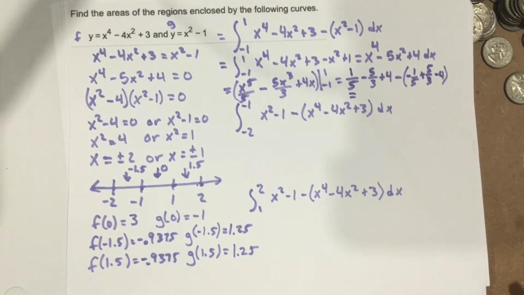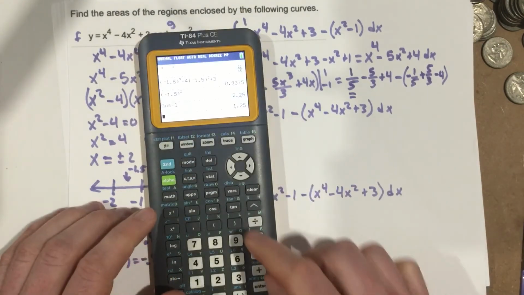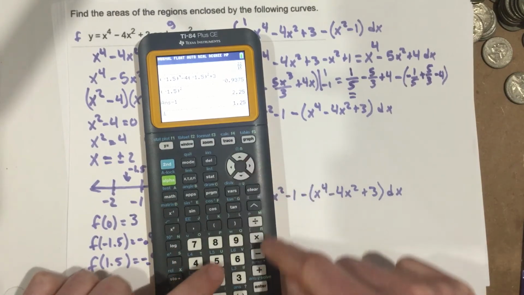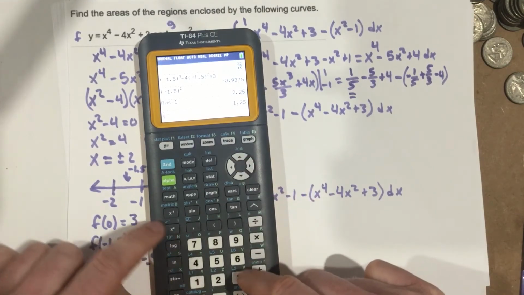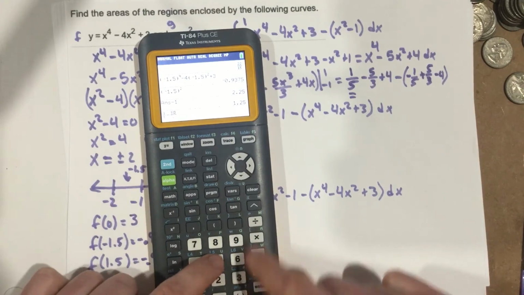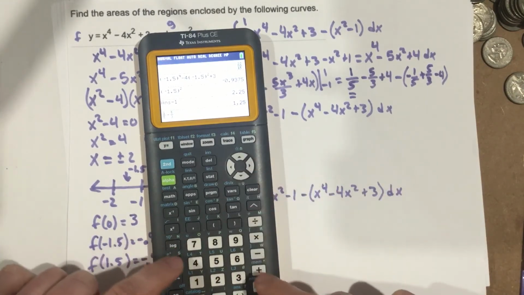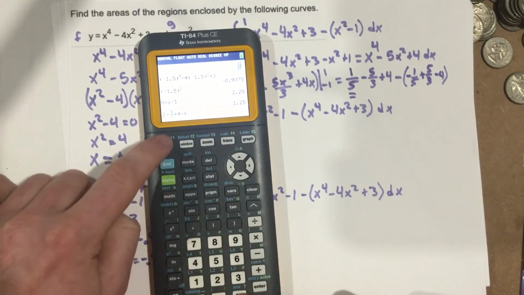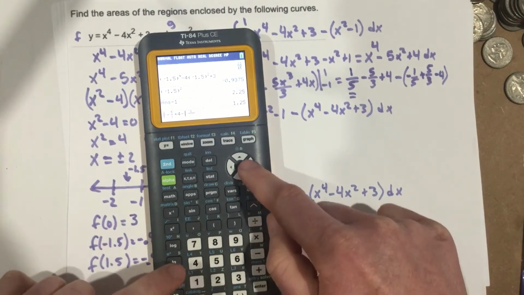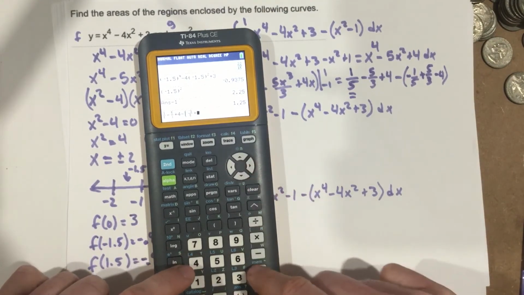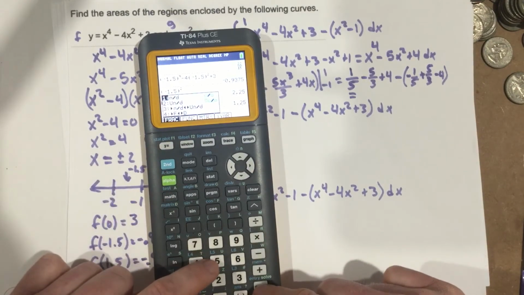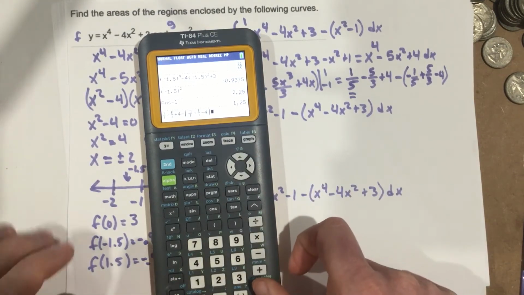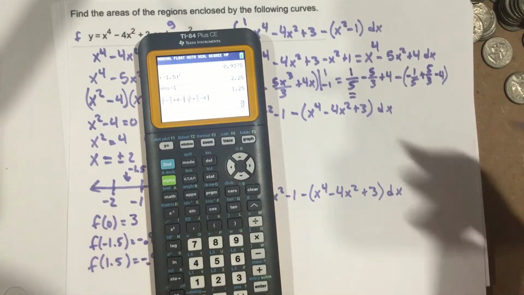So if I plug it all in the calculator, I get 1/5 minus 5/3 plus 4 minus -1/5 plus 5/3 minus 4, which is 76 over 15.